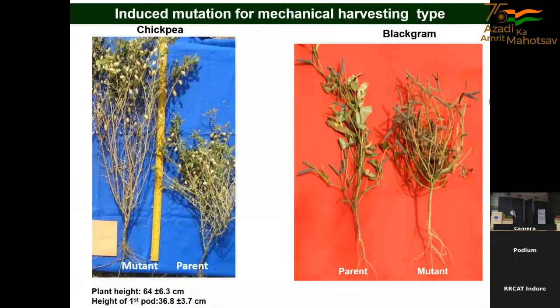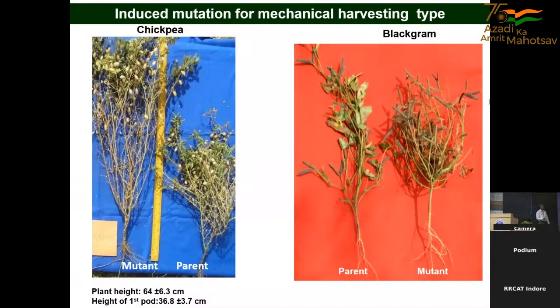And altering the plant type. See the plant type alteration, for example, here you can see the tall plant and it's a dwarf one. The parents are looking like this small one. Nowadays, we are going for mechanical harvesting, that is cutting the plants with a machine. It needs a different kind of plant type so that the machine can cut here. If you cut here with the machine, you can see some of the branches may go in the field. So we need to alter the plant type.